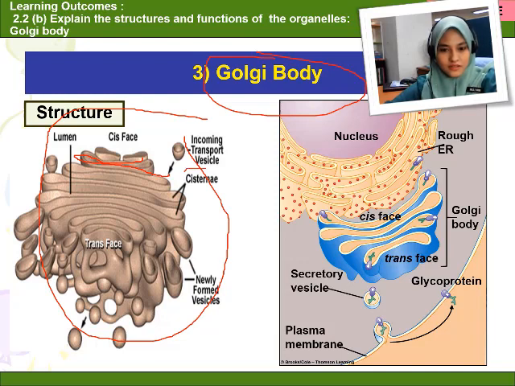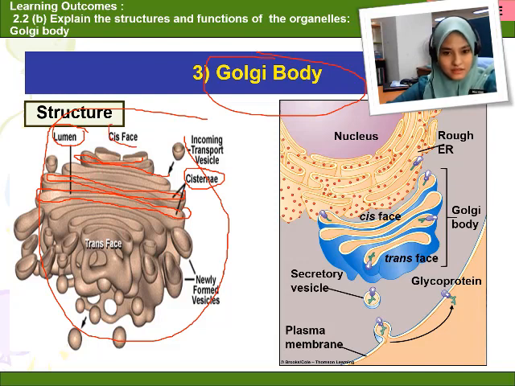So this is the cisternae. Here is one cisternae, and this is another cisternae. The space within the cisternae is called a lumen. So remember, space is the lumen. Each Golgi stack has a cis phase and a trans phase.